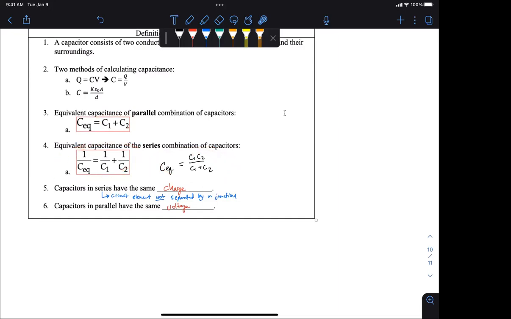And then capacitors in series have the same charge. And what is series? That's a circuit element that is not separated by a junction. Then capacitors in parallel have the same voltage. And the ones that are in parallel have a junction in the loop.